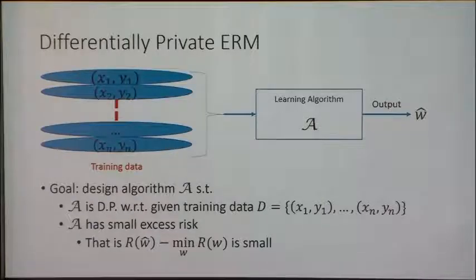All right. So moving on. Now we want to solve this empirical risk minimization problem while preserving the privacy of each of my data points. Here in this problem, I have these training sets, and a learning algorithm that will output this W hat. What I want is that this W hat is differentially private with respect to the given data set. And furthermore, the risk of W hat, the excess risk, should be small.